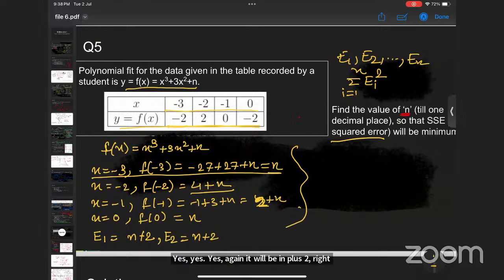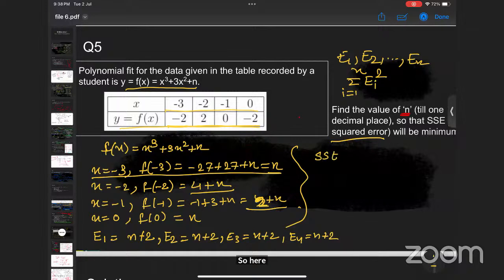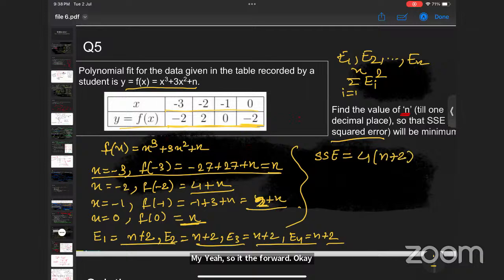Error 3 will be again n plus 2 because we are taking 0. And error 4 will be again n plus 2, right? Why minus n? So it's plus or minus 2 minus n, or n minus 2. Okay, sorry. So the four errors are the same, right? So it will be 4 times (n plus 2) square, right?